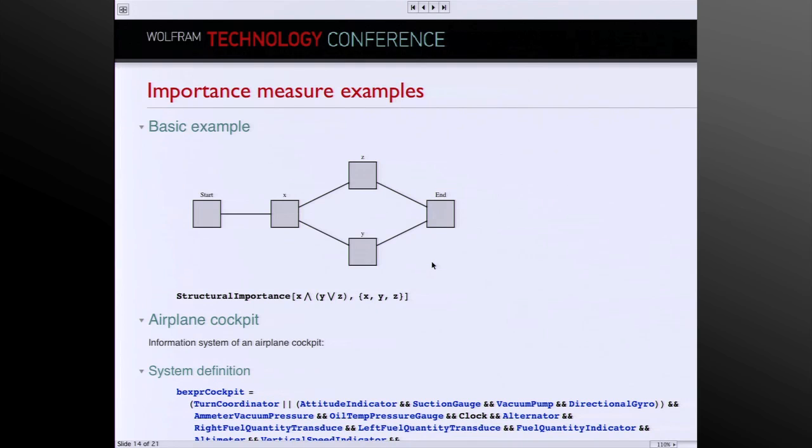So let's look at a simple example of this. The structural importance for a simple network. So we have one X component, a Y component, and a Z component. And so what do you think? Which component is the most important for this system to work?